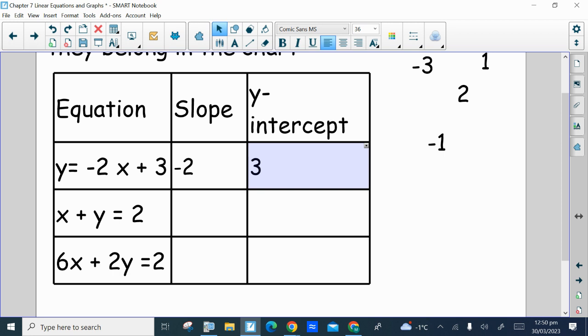Yes, it is. We know it because there's no exponents, right? There's no exponents, so this is a line.